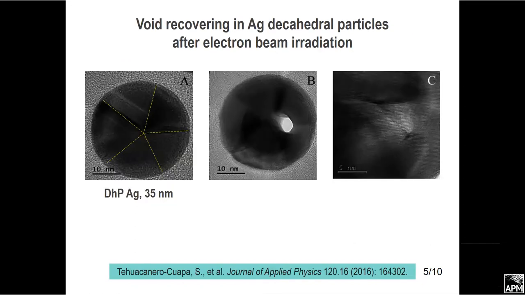And the last example, the voids in pentagonal crystals could be produced also by electron beam radiation. And here you could see the hole in a silver nanoparticle, actually. The authors of the work noticed that this hole has a tendency to shrinkage, and finally the particle recovers after some period of time.